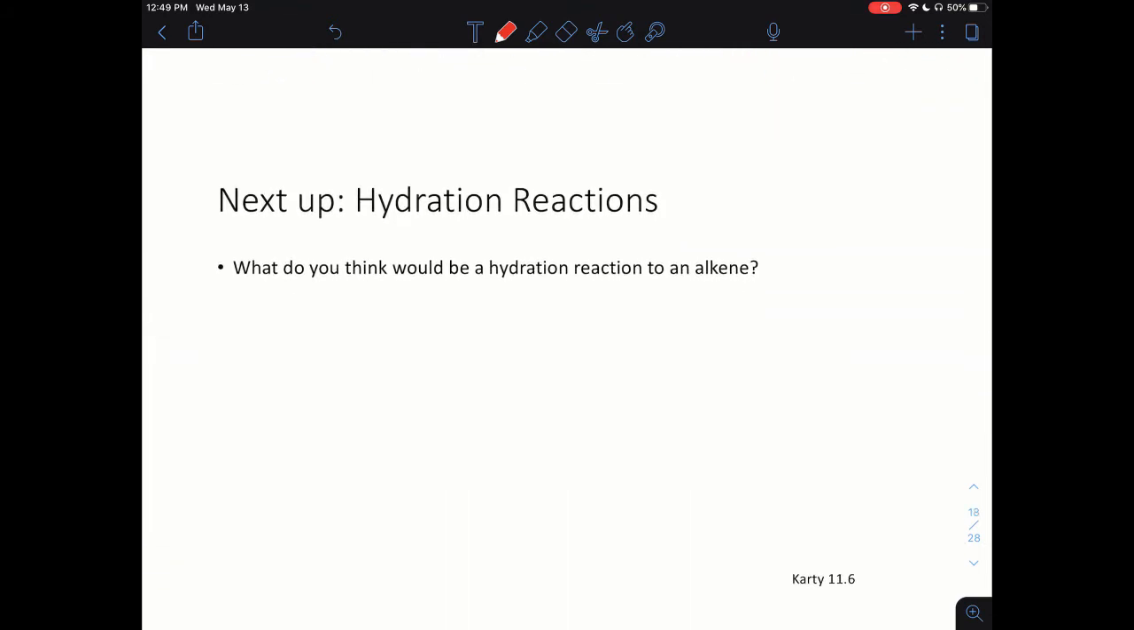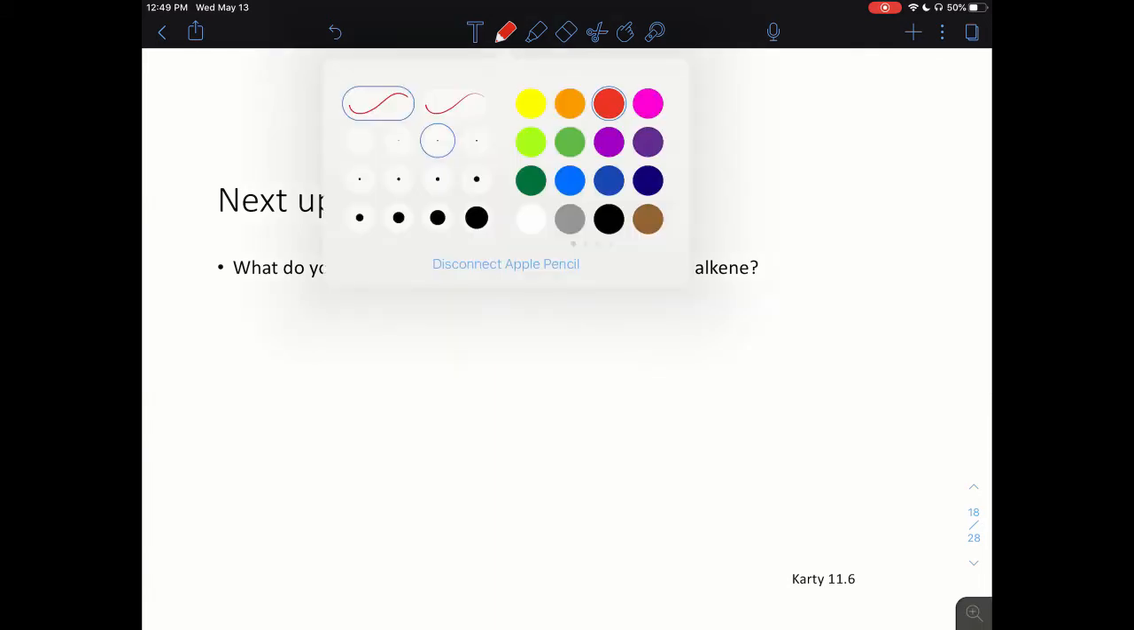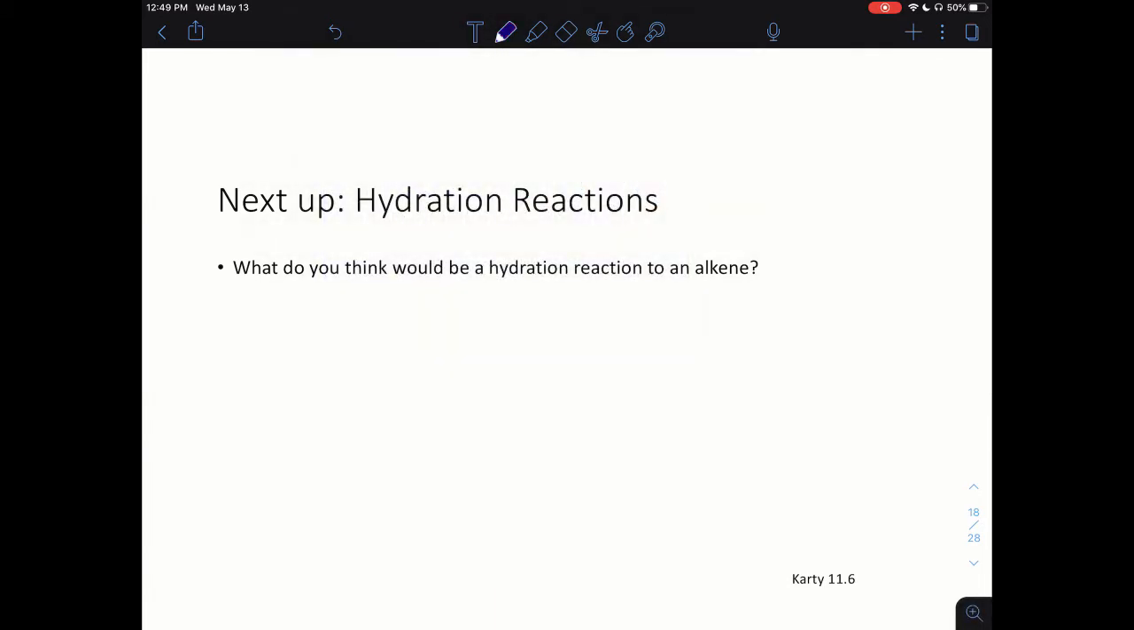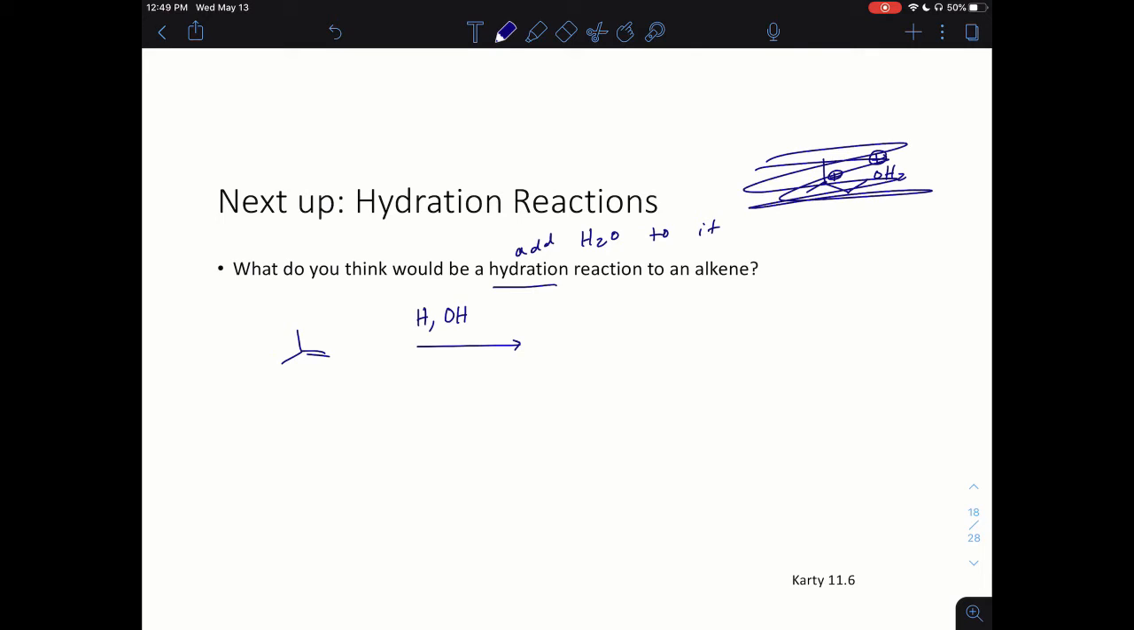Next up, hydration reactions. What do you think could be a hydration reaction to an alkene? What's your guess? What's going to happen to the alkene? Yes, hydration means water, so we're going to add water to it. How exactly are we going to add it? We're going to add it as H and OH. If we just added water itself, then you would have this crazy thing. So no. We're adding water as HOH across the two carbons of the alkene.